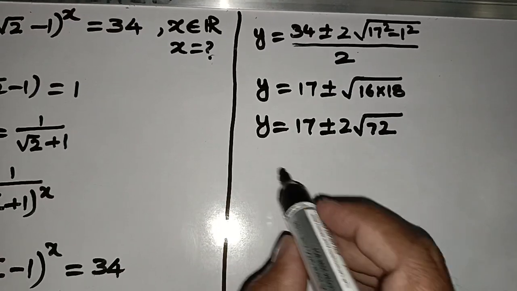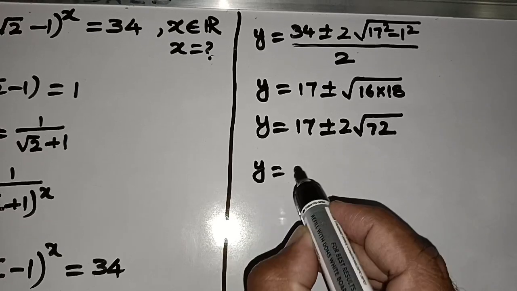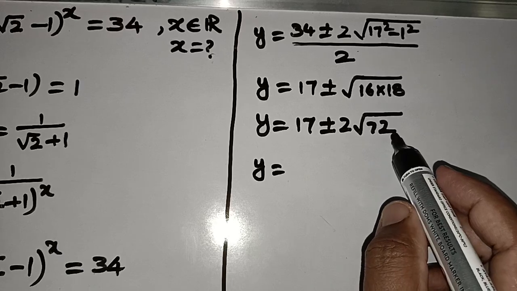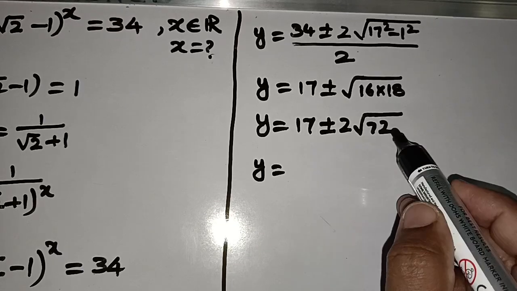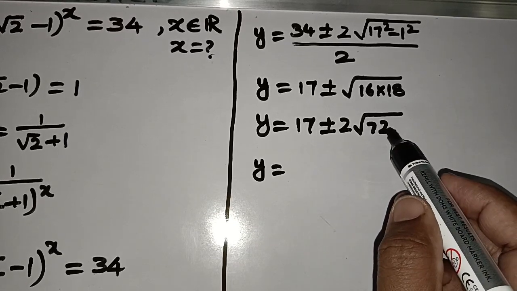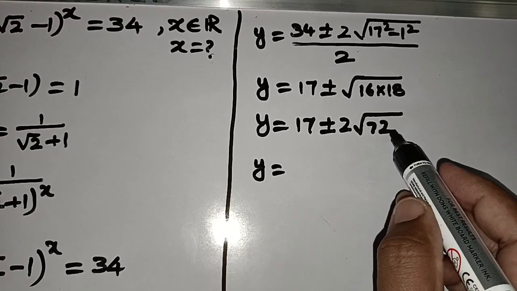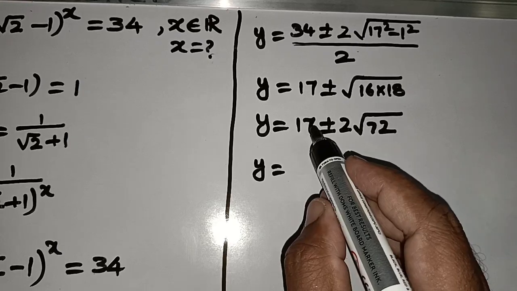This we have here. Now I write y is equal to, now see the factors of 72 whose sum is 17. It is very clear that 8 times 9 or 9 times 8, 9 eights are 72, and 9 plus 8 is 17.